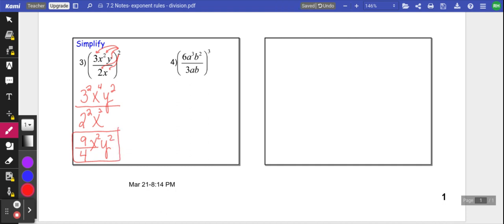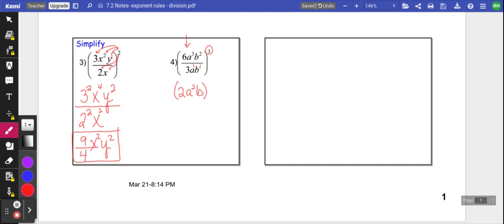Okay. All right, last one. I'm actually going to do this one the other way, and I'm going to simplify inside here first and then distribute after I'm done. Kind of the other way that you can do these. So I'm going to divide. 6 divided by 3 gives me 2. Then I'm going to subtract. 3 minus 1 gives me a squared. B's would be 2 minus 1, which would just be b.